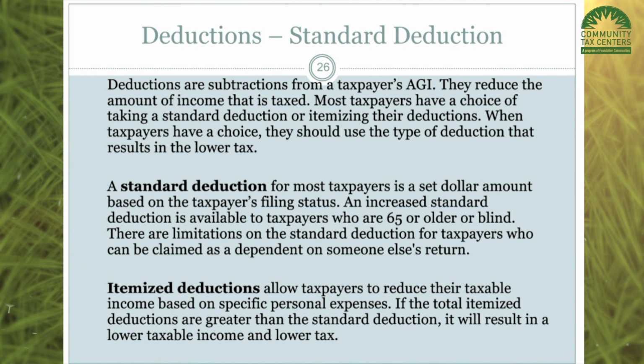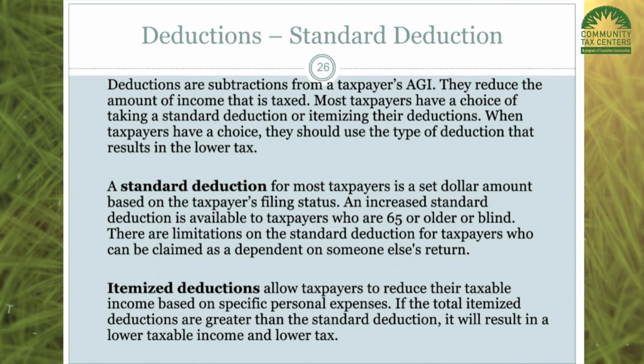A standard deduction, for most taxpayers, is a set dollar amount based on the taxpayer's filing status. An increased standard deduction is available to taxpayers who are 65 or older or blind. There are limitations on the standard deduction for taxpayers who can be claimed as a dependent on someone else's return. Itemized deductions allow taxpayers to reduce their taxable income based on specific personal expenses. If the total itemized deductions are greater than the standard deduction, it will result in a lower taxable income and lower tax. So we have a choice of either taking the standard or itemized.